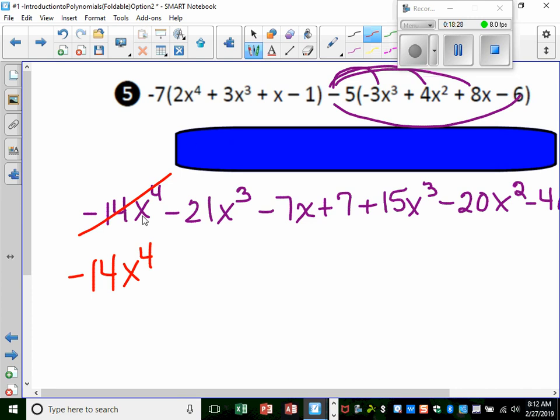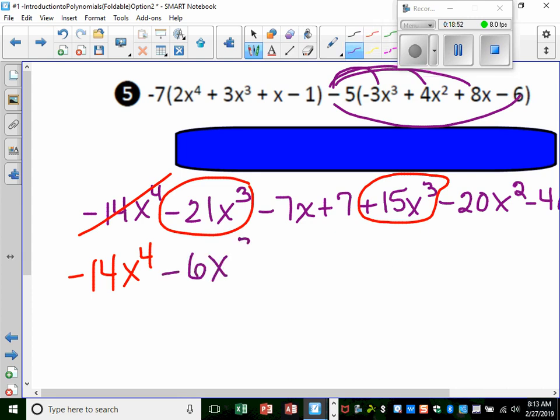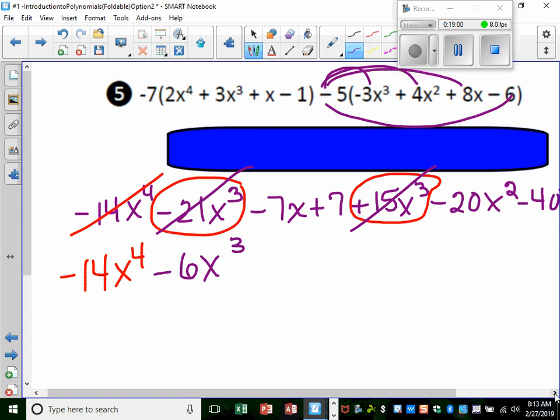So that means if you started out with x to the 4th, your next exponent you should be looking at will be the x to the 3rds. Okay, so I have negative 21 here. I have positive 15 here for my x to the 3rds. So that's going to give me negative what? Negative 6x to the 3rd. So I'm going to go ahead and cross those out. So what would be the next term I look at? So 4, 3, 2. Very good.